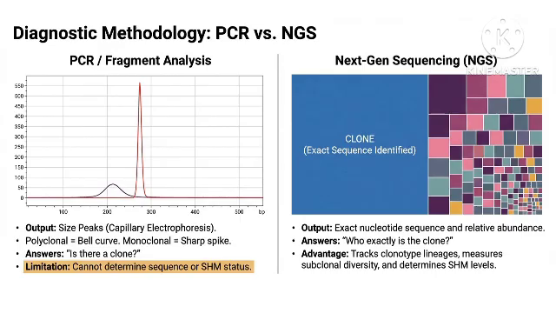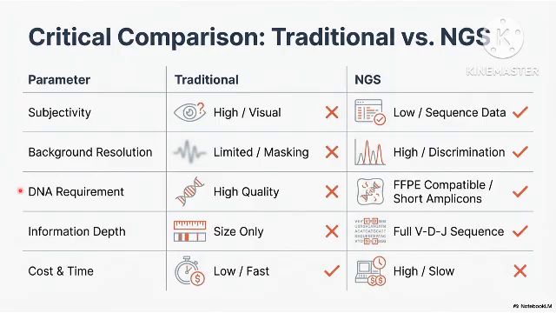So to compare, PCR, the traditional method, is subjective. You can call a pseudoclonal peak a clonal peak. You can call oligoclonal peaks clonal peaks. So there is high subjectivity here. Here the subjectivity is low because your sequencing data is there. You can very well see the sequence information.